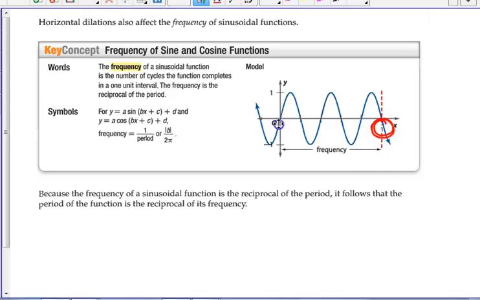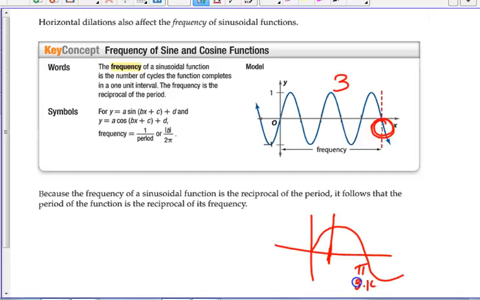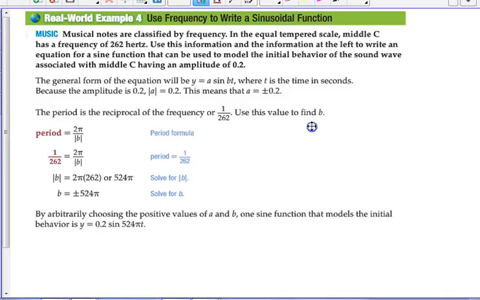The frequency is how many cycles it finishes before the unit 1. This finishes 3 cycles by the time it gets to 1. Notice when we do a sine graph, if this is pi, 1 is way over here somewhere. Has it finished a cycle by 1, because this is 3.14, right? So we'd have a 1 and a 2 over here somewhere. It hasn't finished a cycle yet, okay? That's why the frequency would be something divided by 2 pi, like 1 over 2 pi. All right, we're going to talk about frequency only in terms of application problems.